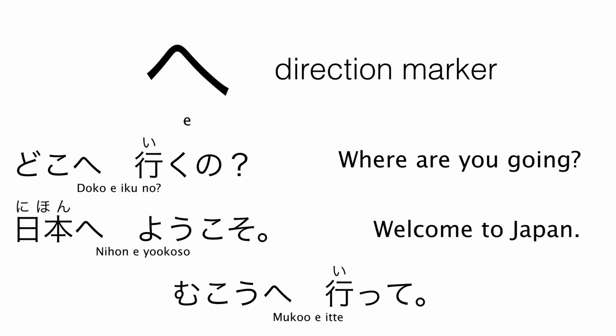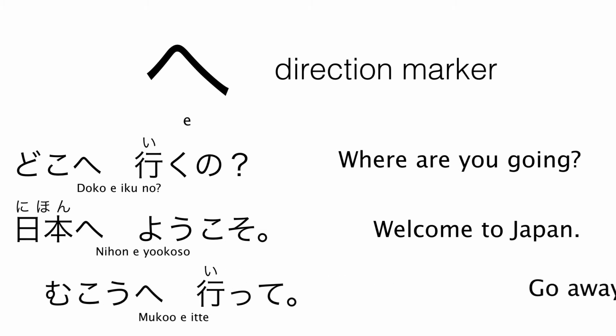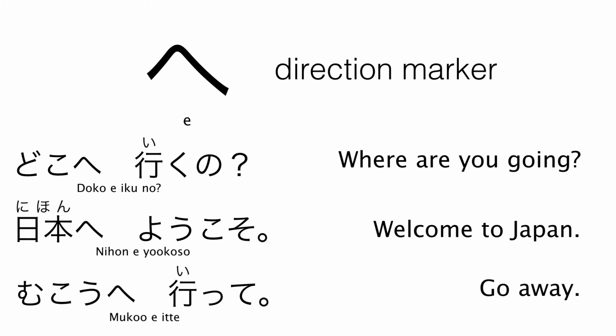The last sentence is 向こうへ行って. 向こう means the other side or over there. And 行って is the te form of the verb 行く, to go. So it is an imperative sentence. Go. And go where? Go over there. Go in the direction away from me. Go away. And this particle へ is most often interchangeable with another particle, which we're going to talk about next.